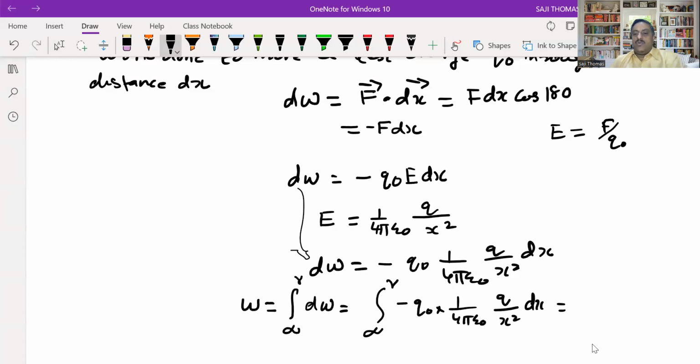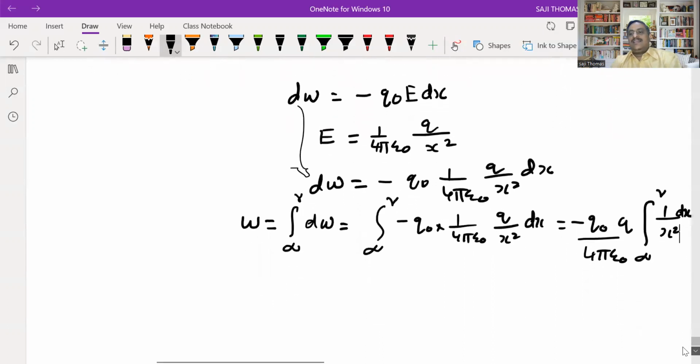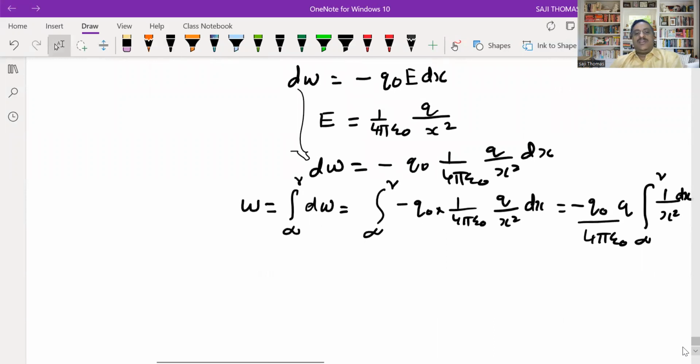You can take the common terms out: minus Q0 and the constant terms 1 by 4 pi epsilon 0 Q. Remaining is integral from infinity to R of 1 by x square dx. And here you have to remember the standard result in integration: integral of 1 by x square dx is minus 1 by x.